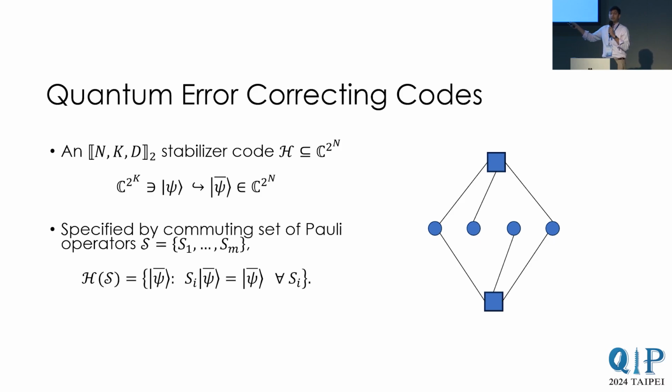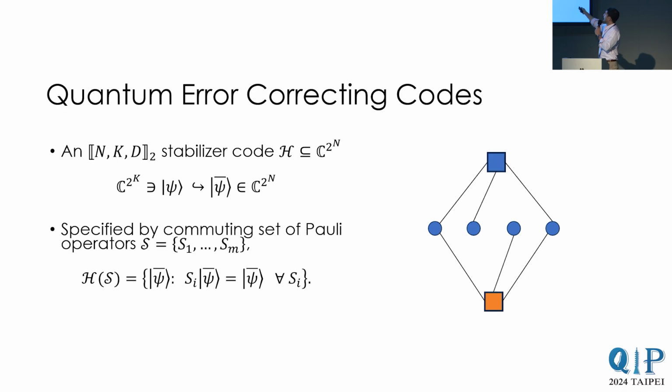I'm going to be using diagrammatic notation to illustrate objects in my talk. And in particular, I'm going to use this sort of bipartite graph to represent my quantum LDPC codes, just as we heard in the previous talk. The elements of this graph are these circular nodes, which represent qubits, and the square nodes, which represent my stabilizer generators. And if a qubit is in the support of a stabilizer, then I'm going to draw an edge between these two vertices.